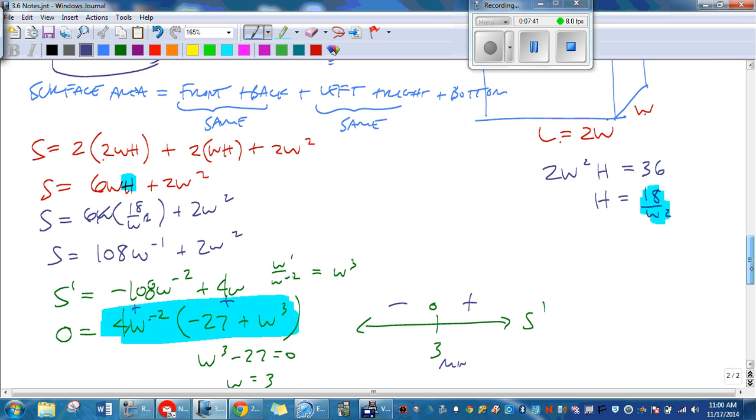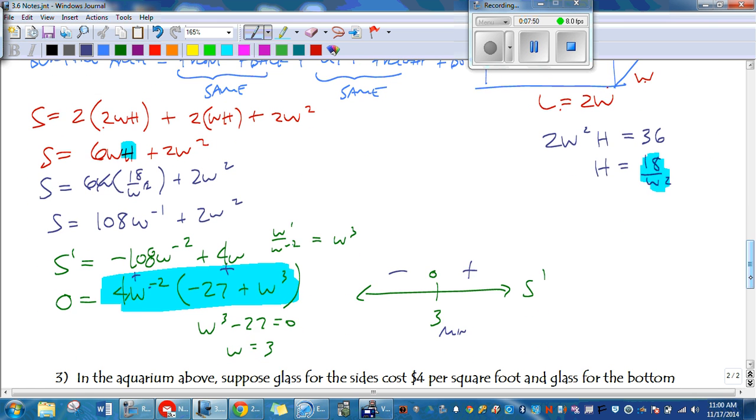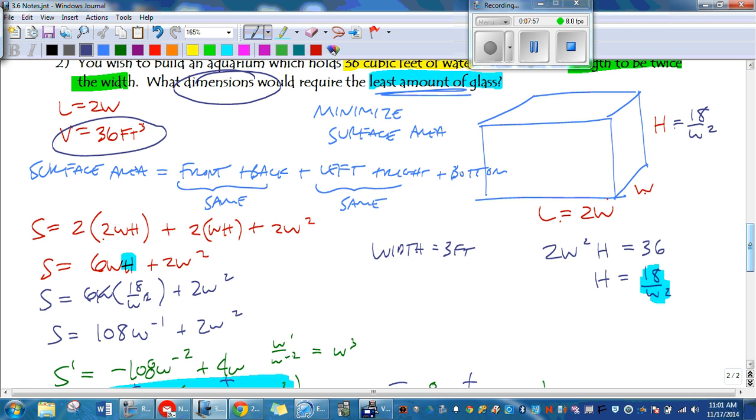Let's go back and make sure we're answering the question that's asked. It's asking us for the dimensions, so it's asking for all 3 dimensions. So we only have the width right now, but we want to give all 3. So our width is going to be 3 feet. Length is just going to be twice that. That's going to be 6 feet. And then our height, we can use that formula that we came up with. 18 divided by 3 squared, so that's going to be 2 feet.